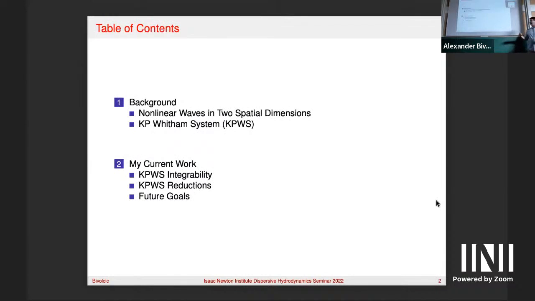So a general roadmap of what's to come. I'm going to do a brief background on nonlinear waves in two spatial dimensions. I'm going to introduce the KP-Whitham system and briefly go over its derivation. And then we'll get into my current work, which ultimately would like to answer the questions of integrability of the full KP-Whitham system, and then looking at various reductions of the system and future goals from there.